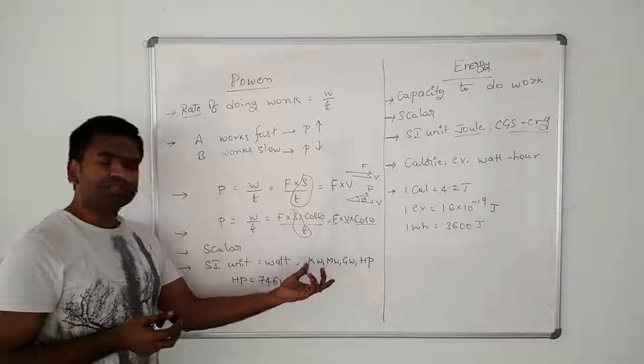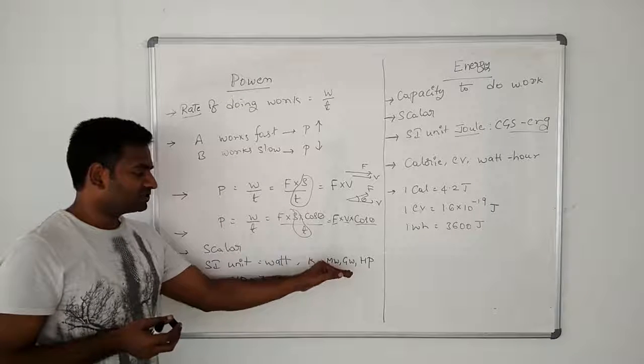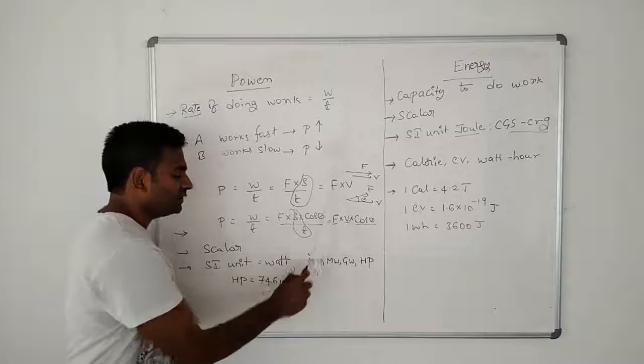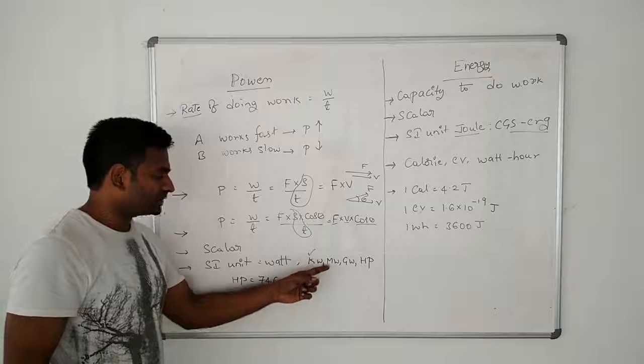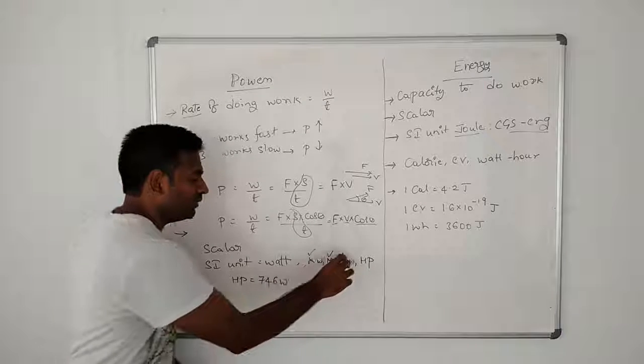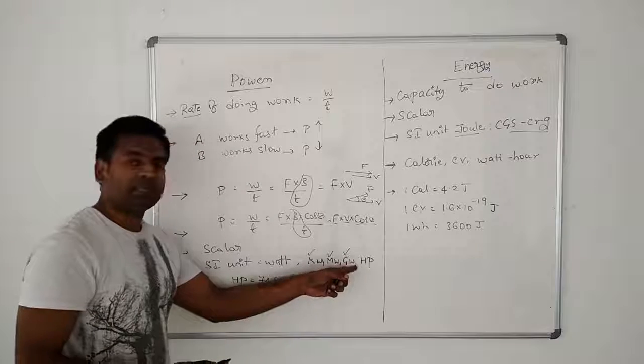What are the other units of power? You have kilowatts, megawatts, gigawatts and horsepower. These are the other units. Kilo means 1000 watts. Mega means 10 power 6, that is 10 power 6 watts. Giga means 10 power 9, that is 10 power 9 watts.